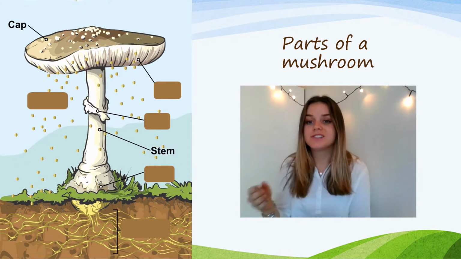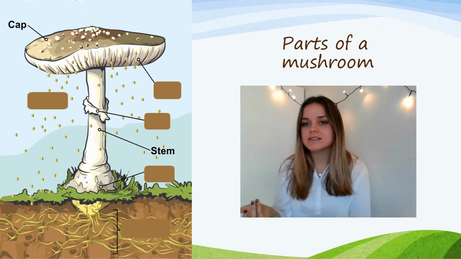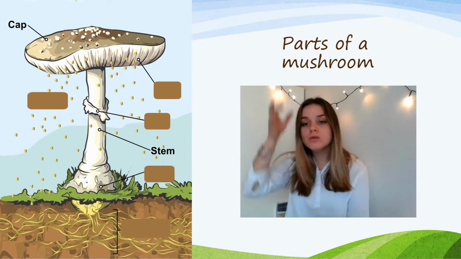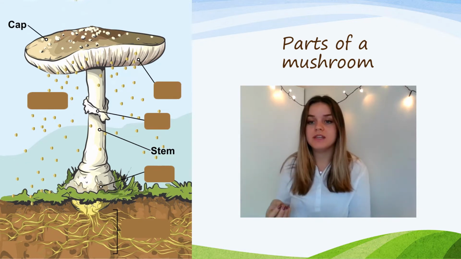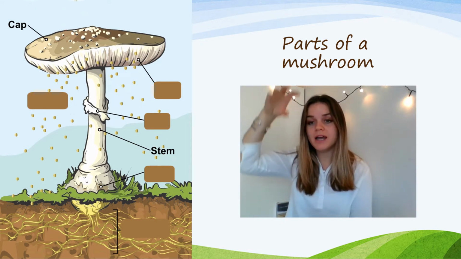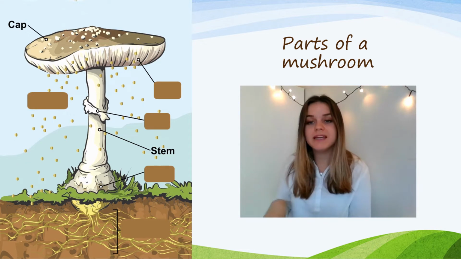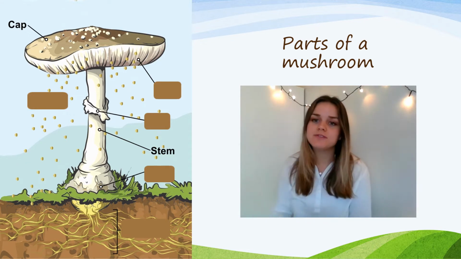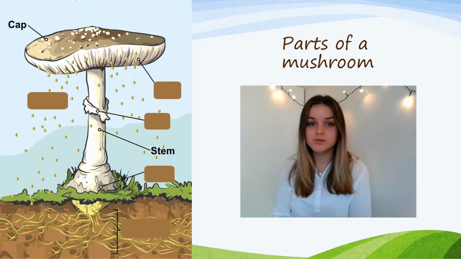Next, we have the stem. Now the stem has a similar job to the stem on a flower or the trunk of a tree, and that is to hold the rest of the organism, to hold the rest of the mushroom up, to hold the cap of the mushroom up high, so it's off of the ground, away from insects and things, and to keep it safe until it's fully grown and ready to reproduce.